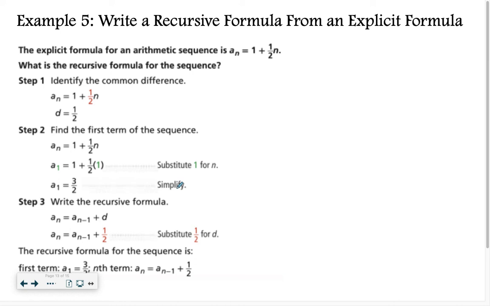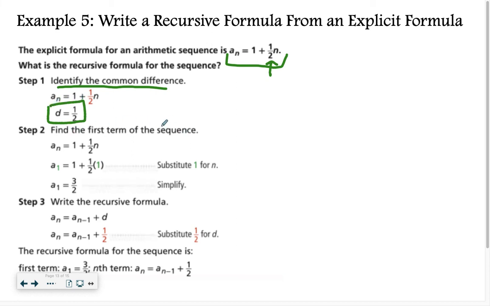Let's take an explicit formula and turn it into a recursive formula. So the explicit formula for an arithmetic sequence is a of n equals 1 plus 1/2 n. Okay, so first step, identify the common difference. The common difference is always the number with the n. So my d value equals 1/2.